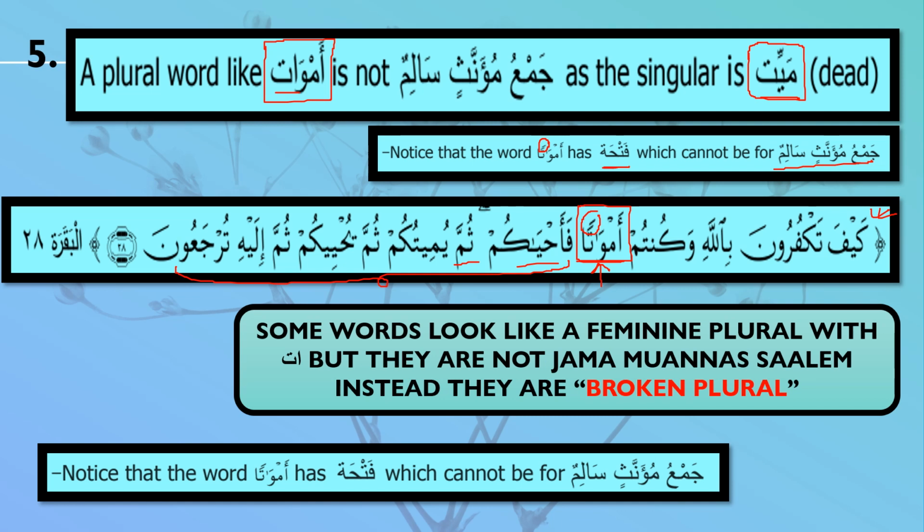Some words in feminine plural will look like a Jama Muannas, but instead they are broken plurals. So this is another exception. In Amwat, you can see it's not a Jama Muannas, it is a kind of broken plural. So inshallah, I will do this broken plural. There are certain rules, so in this video, I'm not going into it. Inshallah, in my next video, I will cover broken plurals. So you can see this is a very important exception in Jama Muannas. As you can see, there is a fatha over the ta. This is the most important point of recognition.